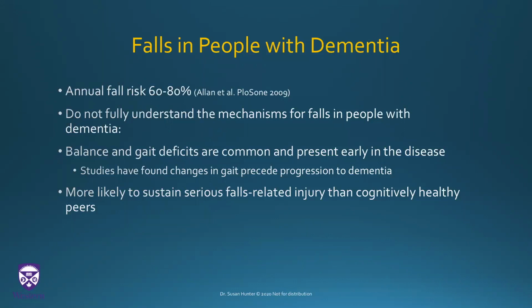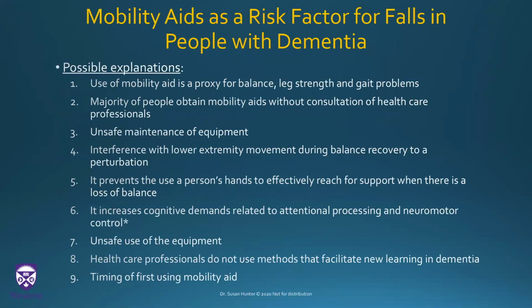Now, in the last presentation, I first started by saying that mobility aids increase the risk of falls in people with dementia. Again, they increase risk rather than decrease risk. And in the previous presentation, I went through 9 potential explanations for why this would be the case. I'll go through them quickly as a refresher.